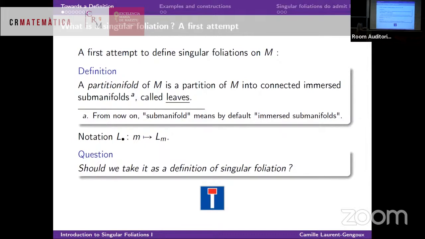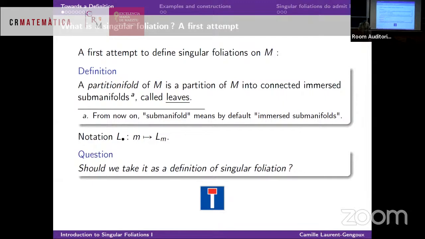So here is the most basic definition, of what a singular foliation should be. You take a manifold M, and you assume it is a disjoint union of immersed submanifolds, not all of the same dimension. Said differently, you have a map from M to submanifolds; I write it like this: to a point m, it maps its leaf through m. That's a very basic and elementary way to define a singular foliation. But I didn't use that word.